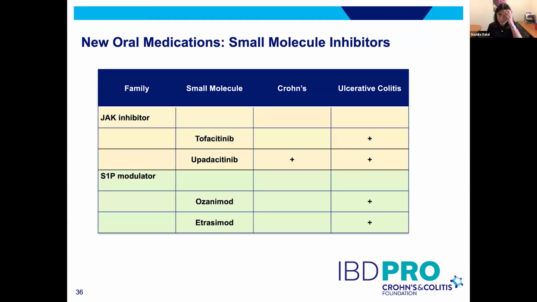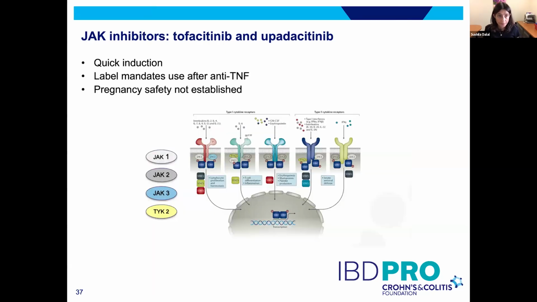So the newer oral medicine, the small molecule inhibitors. For Crohn's disease, we only have one small molecule inhibitor, upadacitinib or Rinvoq. For ulcerative colitis, we have 2 JAK inhibitors, tofacitinib or Xeljanz, as well as upadacitinib, and then we have 2 S1P receptor modulators, ozanimod or etrasimod, which are branded as Zeposia or Velsipity.